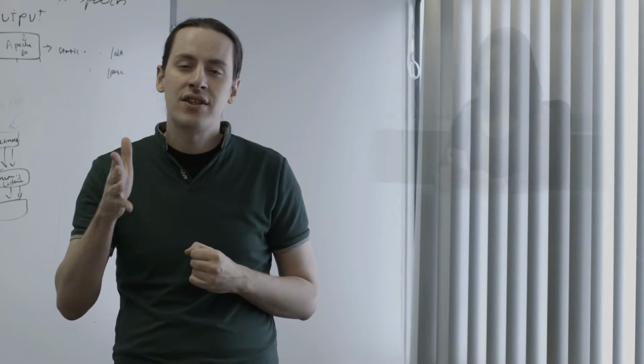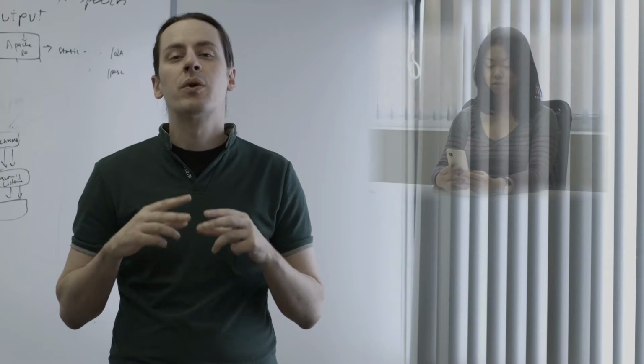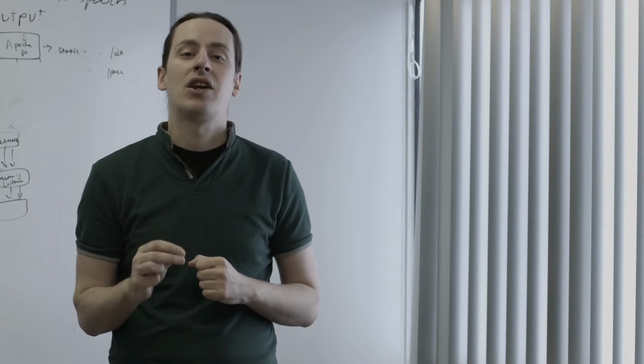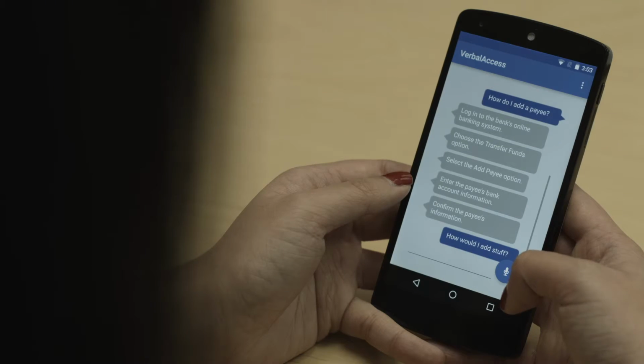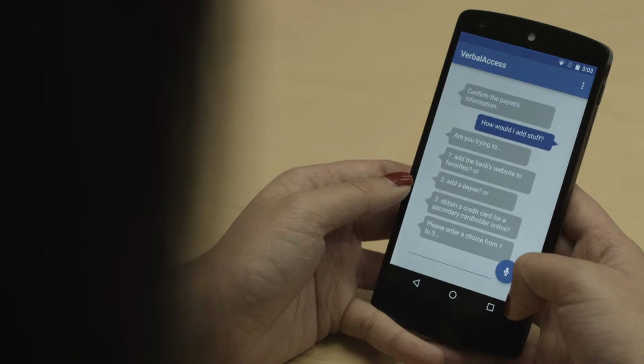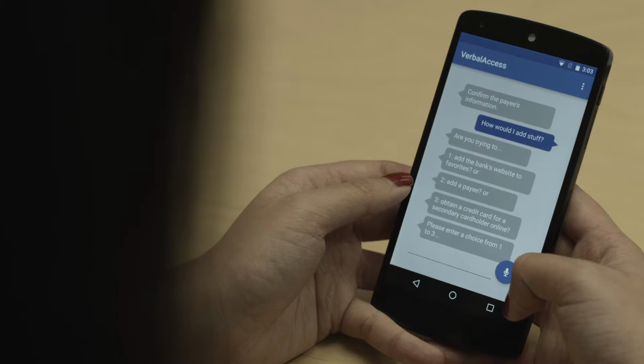So here she had asked a very good question: how do I add a payee? But Verbal Access would work even if she asked a bad question. How would I add stuff? Are you trying to add the bank's website to favorites? Or add a payee? Or obtain a credit card for a secondary cardholder? Please enter a choice from 1 to 3.